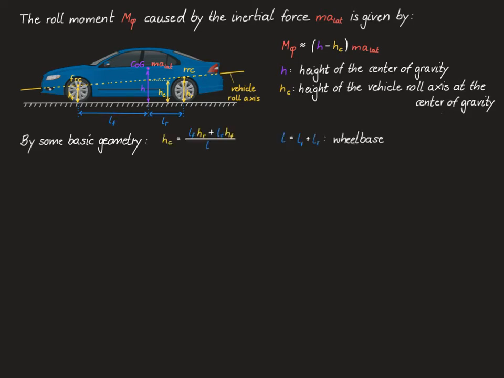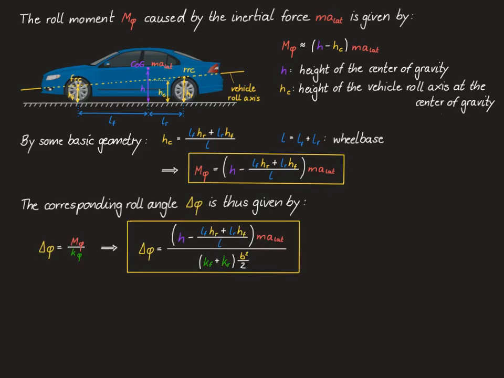In fact, hc equals hr weighted by LF plus hf weighted by LR, divided by L, the wheelbase of the vehicle. And substituting this result into the formula that we obtained up here yields this expression for the roll moment. Together with the formulas for the roll angle delta phi and the roll stiffness k phi from the previous page, we obtain this formula for the corresponding roll angle delta phi during a stationary curve.